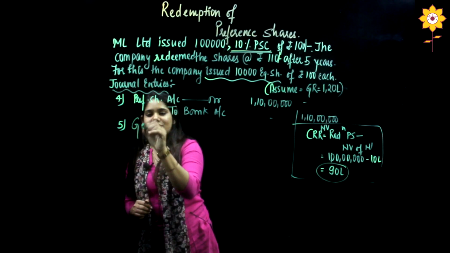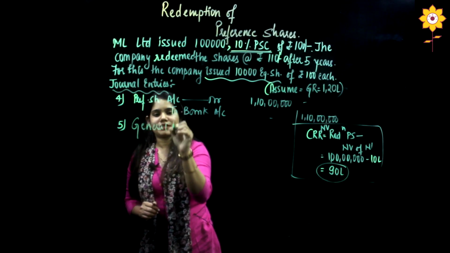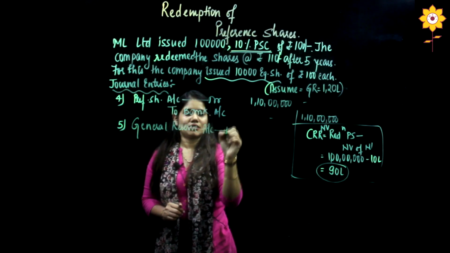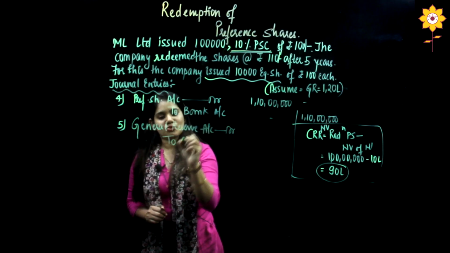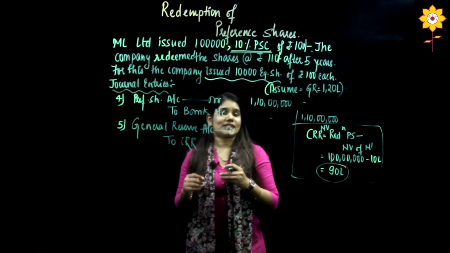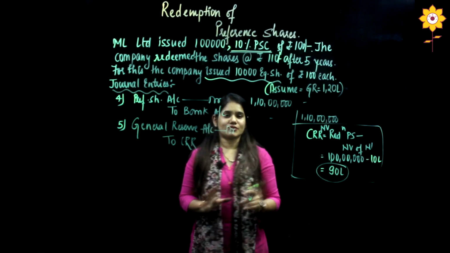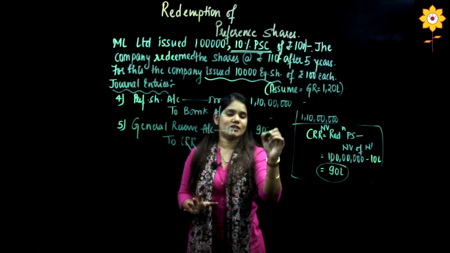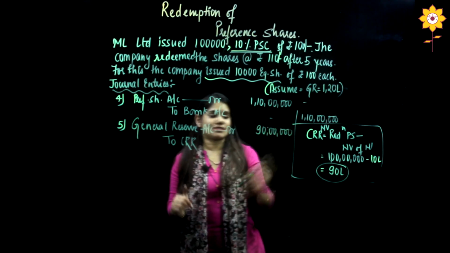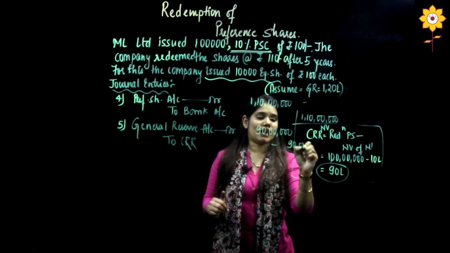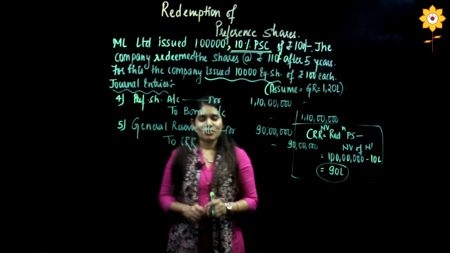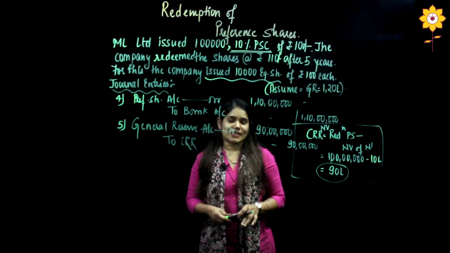So here I'll be writing general reserve account debit to CRR. CRR's full form is capital redemption reserve. So here I'll be transferring the entire amount of general reserve to CRR. So with this we are done with the sum. Hope you liked the explanation.